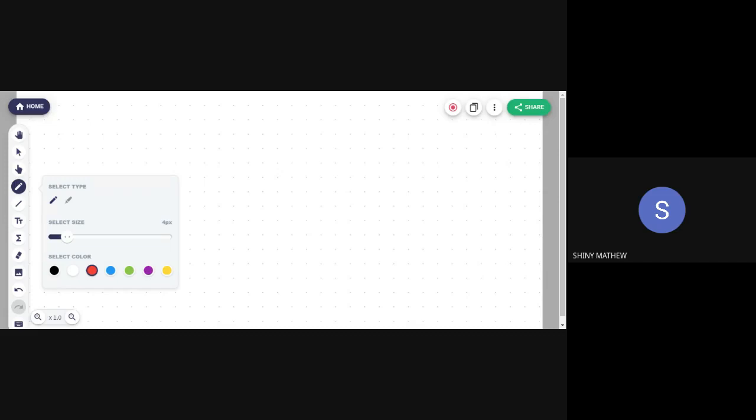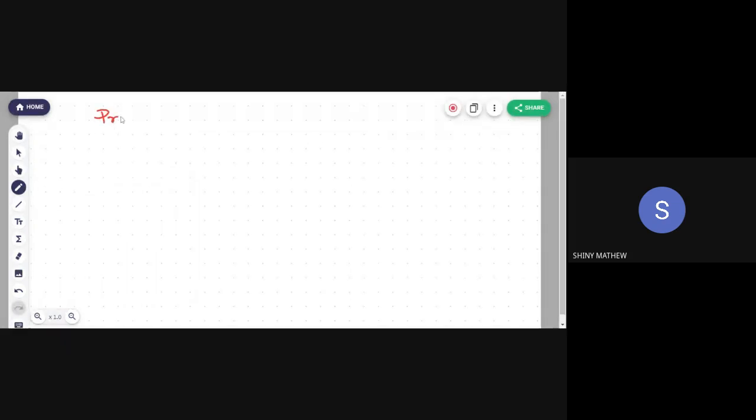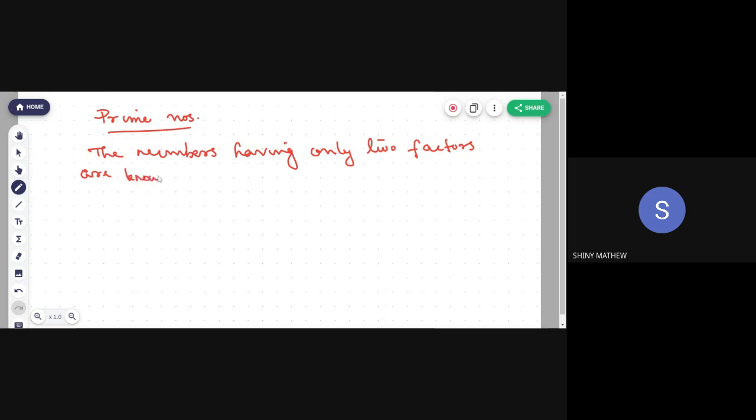The numbers having only two factors are known as prime numbers.